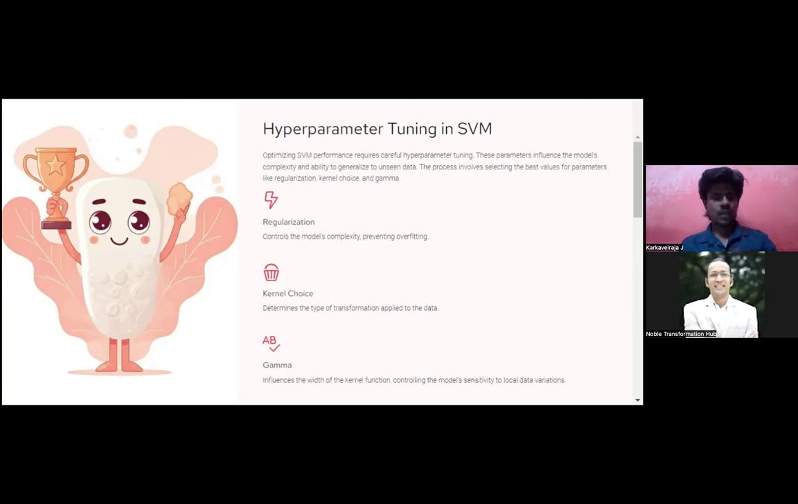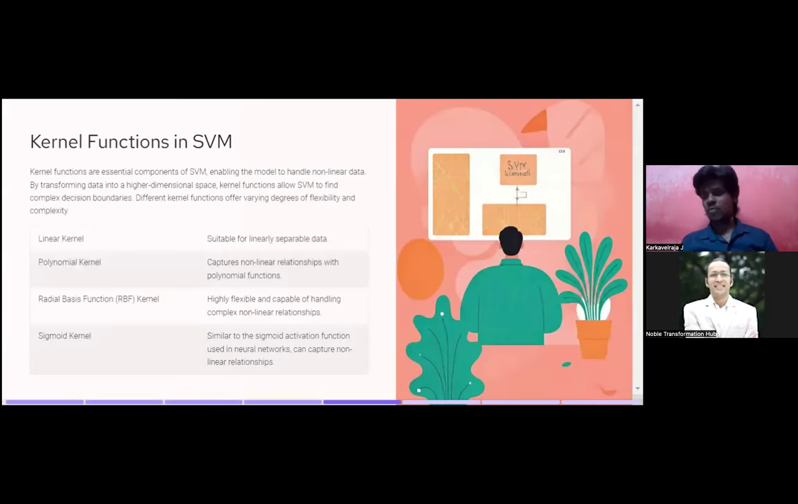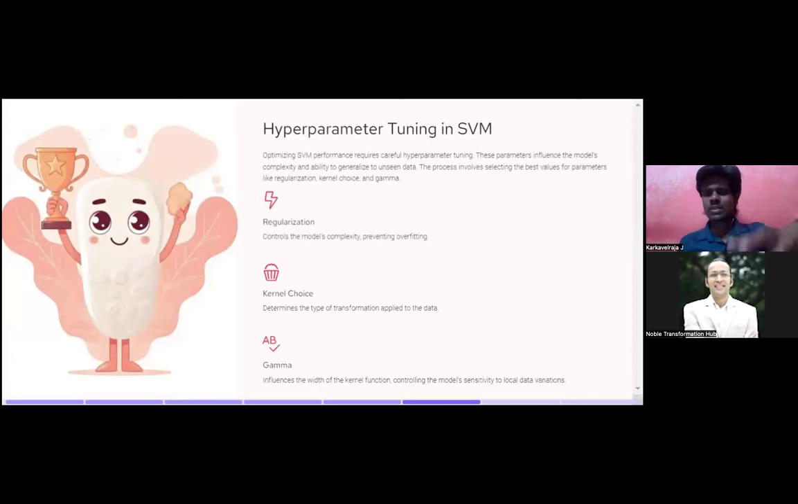Then kernel choice, which determines the type of transformation applied to the data. We discussed in the previous slide that when you have linear data, there is no problem, and you can directly use the linear function. Otherwise, you need to choose the function you need: either polynomial, RBF kernel, or the sigmoid kernel. Any one of these three you can use for non-linear data. That is the kernel choice.